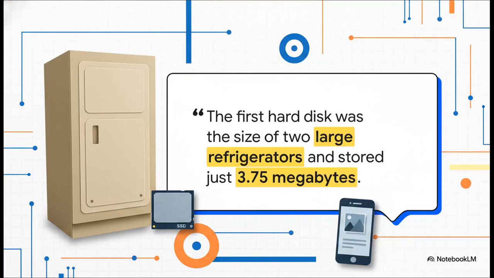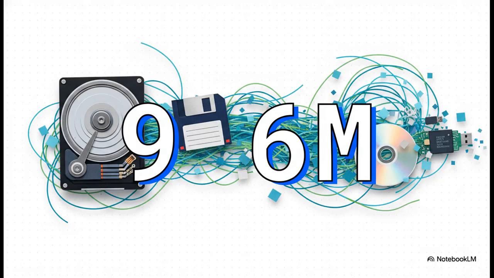Okay, get ready for this, because this really puts things into perspective. That very first hard drive, it was an absolute monster. It weighed about a ton, was the size of 2 huge refrigerators, and it stored just 3.75 megabytes. That's not even enough for one good photo from your phone today. It's wild. So what is this number? 9.6 million. Well, that number represents the mind-blowing improvement in storage capacity.